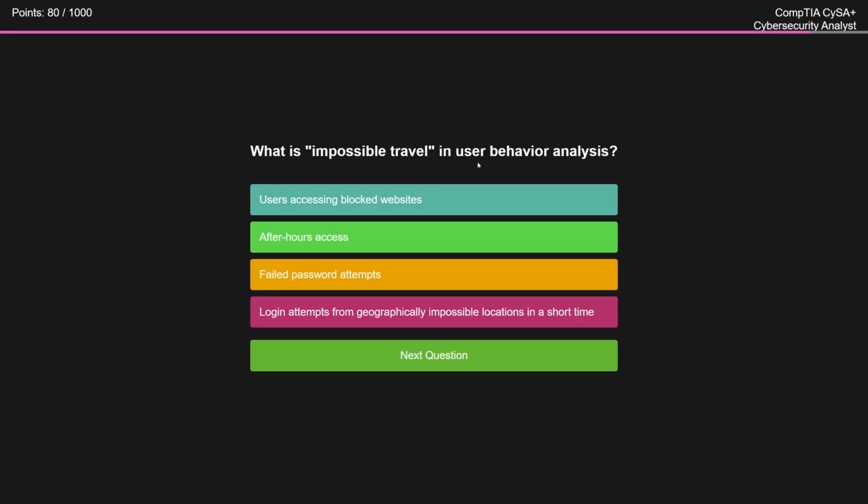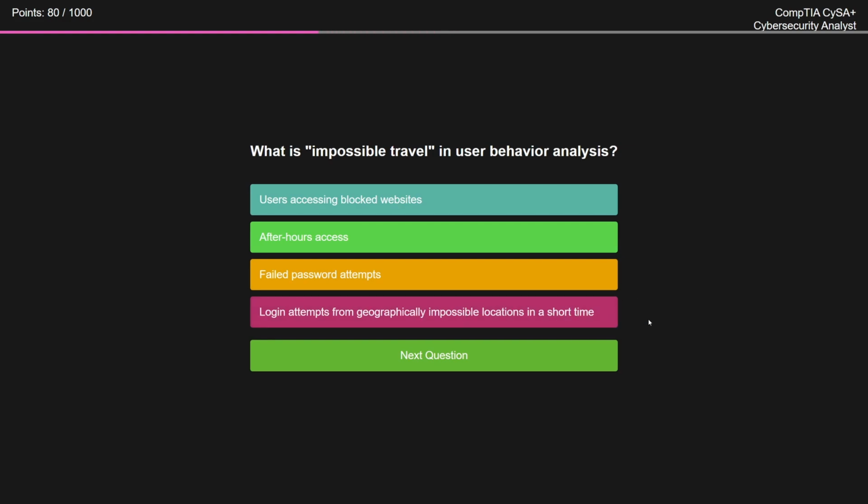What is impossible travel in user behavior analysis? Users accessing blocked websites, after-hours access, failed password attempts, or login attempts from geographically impossible locations in a short time.